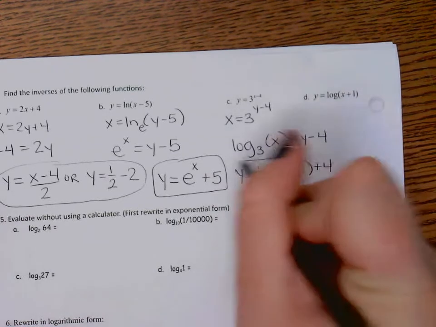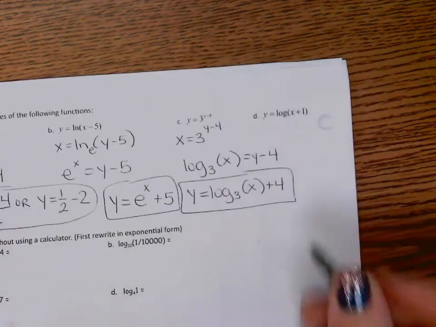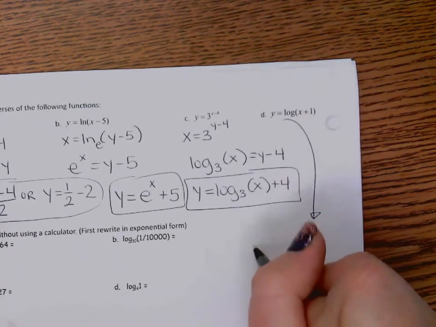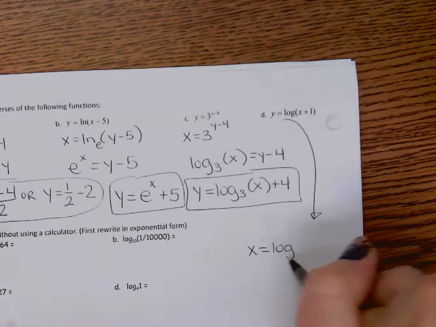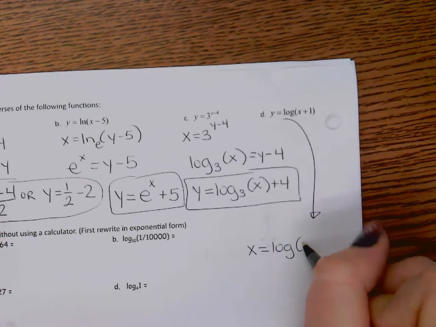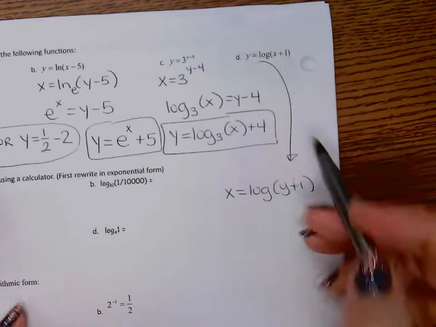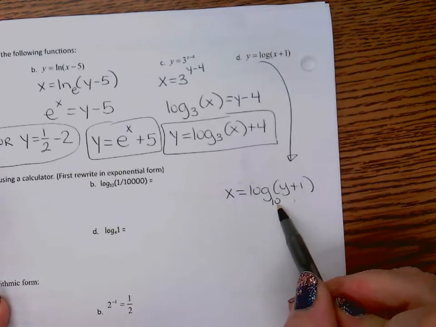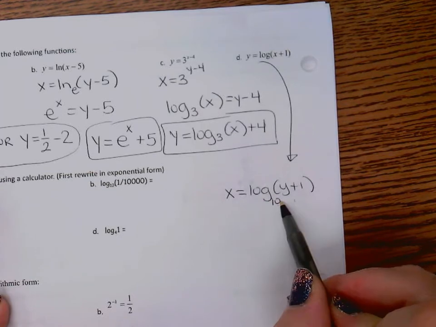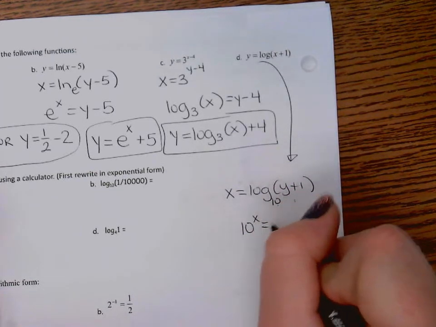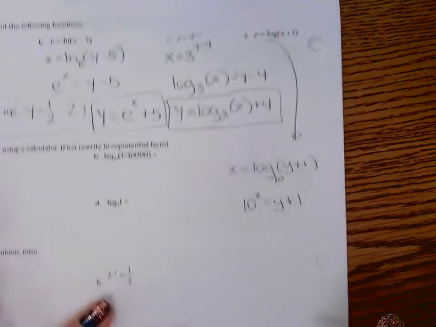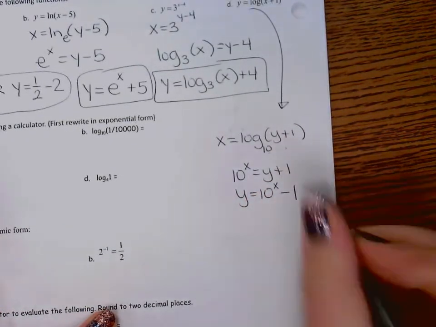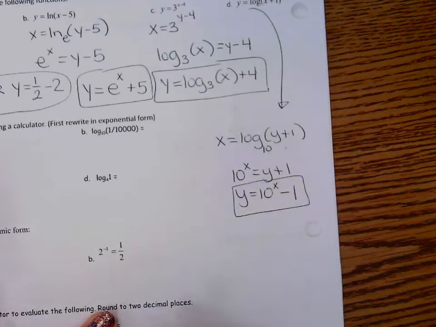All right, and so D, I'm just going to do it down here so I have more room. x equals the log of y plus 1. Switch x and y. Then make a base if there's no base. Log has a base of 10 and switch it into exponential form. And then your last step is to get y by itself. So this will be 10 to the x minus 1 as your final answer.